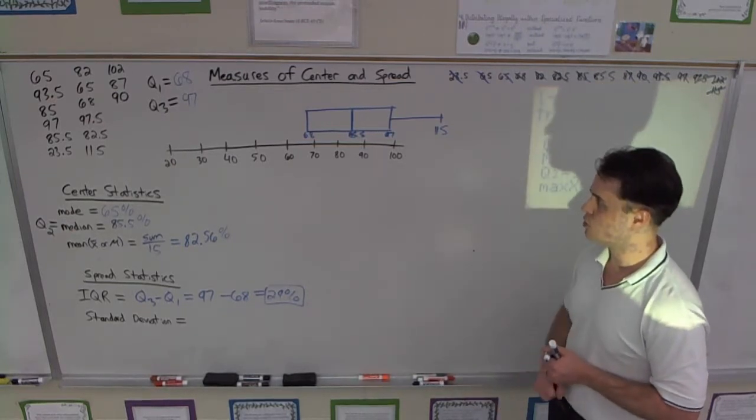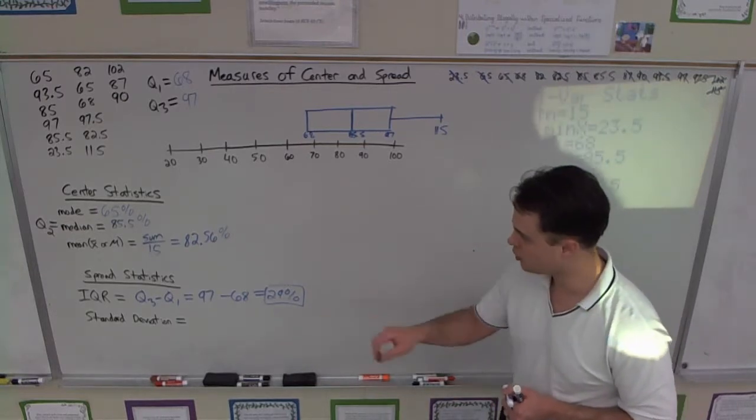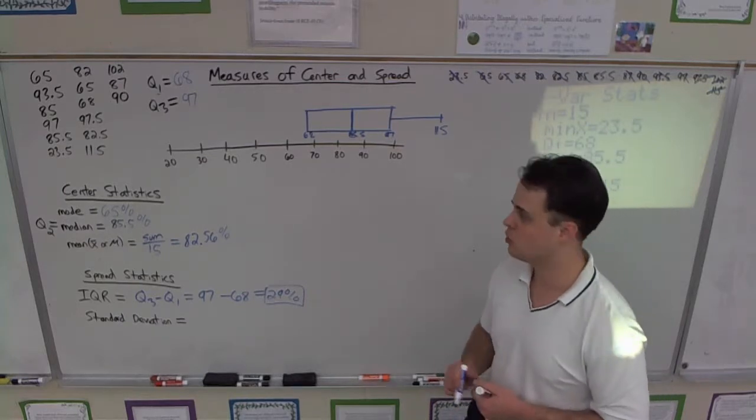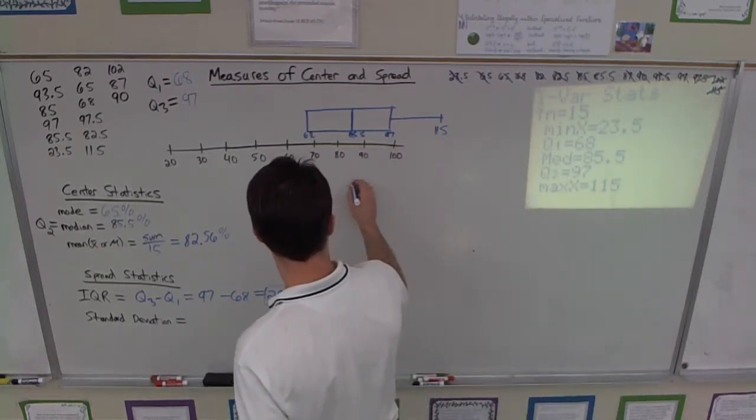So 29% is a good number for the spread. Another good number for the spread comes from the standard deviation. So how do you get the standard deviation? Well, here's how you get it. Standard deviation, I'm going to call it SD.